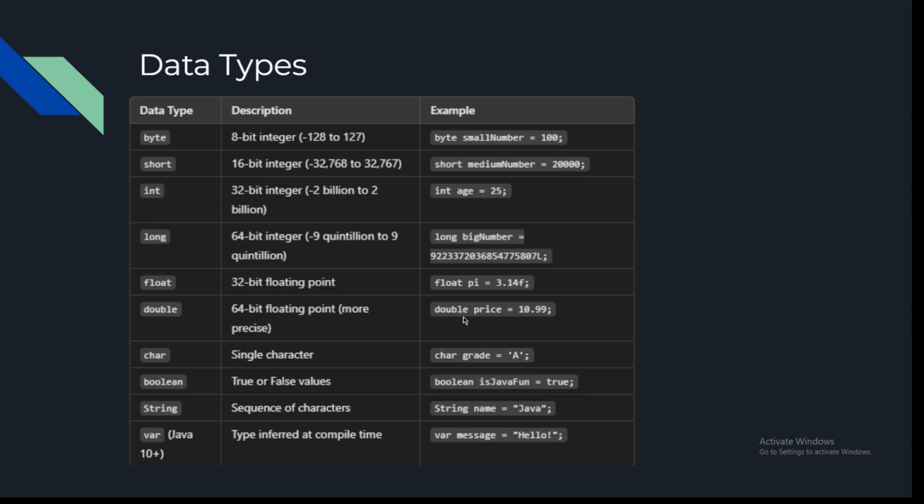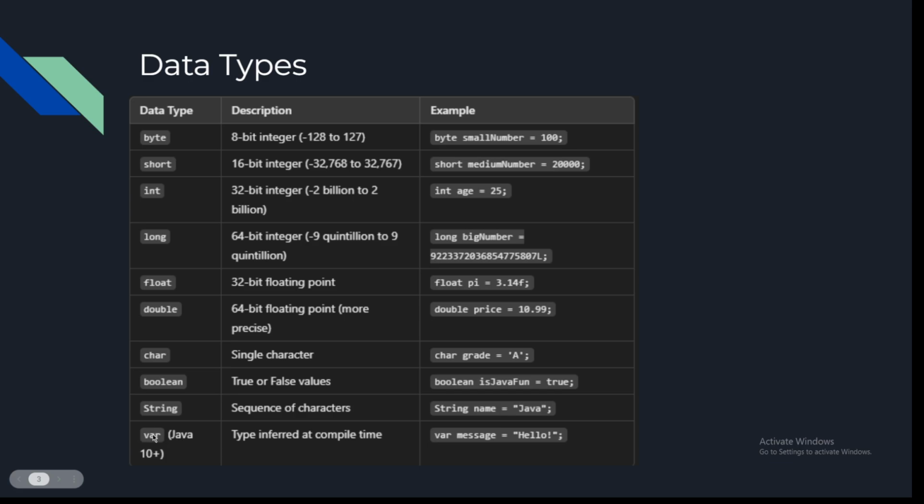A double down here is, again, double. The name that they gave it is price, and you see that it's a decimal here. You also have these other ones, long, float. A long is just larger, essentially if you need something that's greater than 2 billion, you use a long. And here's the string. They've got a string name, and the name is given the value Java.